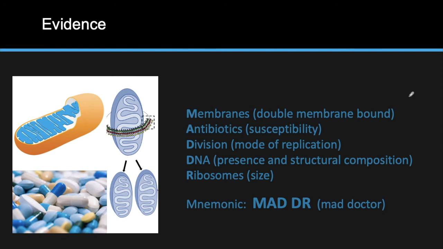So all these components of evidence contribute to how we know that the endosymbiotic theory is feasible and realistic in understanding what specifically has happened to cells and how cells have specifically adapted over time.